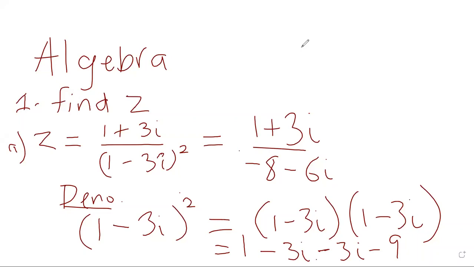And now it has become easier to solve because we have a denominator that we know of. So all we are going to do is multiply by its what? Complex conjugate. Okay, the complex conjugate.